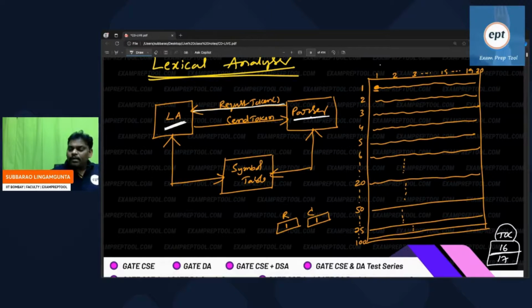Parser is saying to the lexical analyzer, please give token. I don't know how to create the parse tree. If I want to create the parse tree, tokens are required. Hello, lexical analyzer, please give the next token. The lexical analyzer knows how to create a token, so he will do his work and give the token. Let's see what is happening.